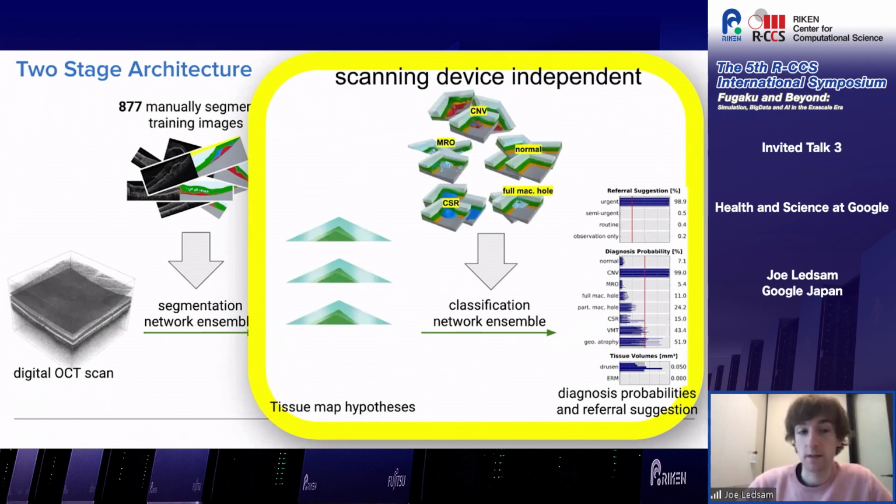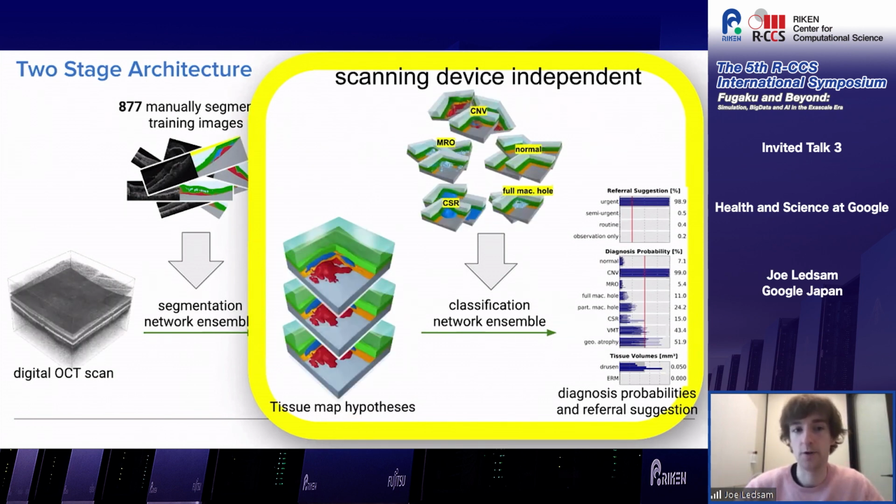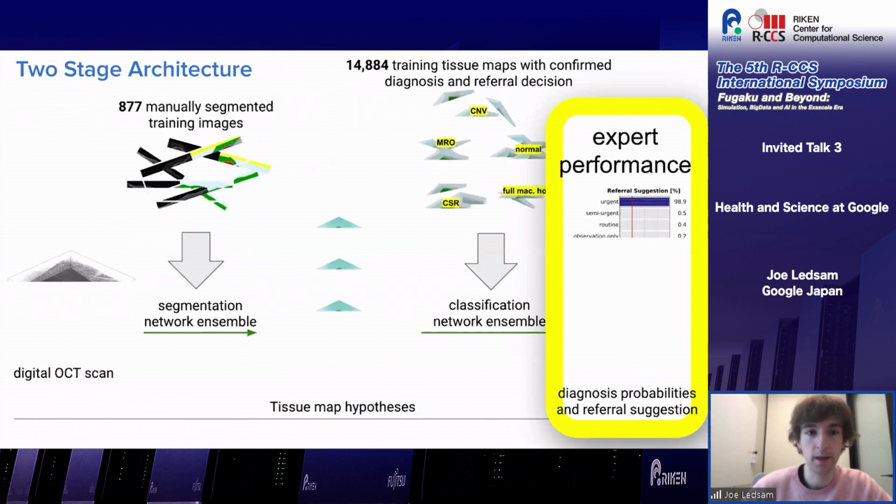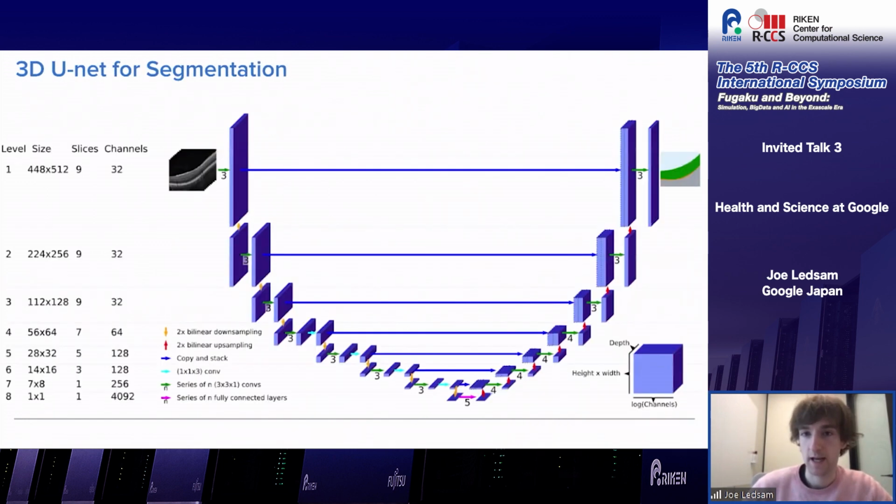It's also scanning device independent. One of the challenges is if a new model of imaging is rolled out, or an update to the existing OCT scans, which happens every 5 to 10 years, so pretty regularly. Once that rolls out, there's insufficient data available on that new scanner to actually retrain a classification network. By taking this two-stage approach, we only needed to train the first segmentation step without needing to retrain the second step, and thus we think it acquired fundamental knowledge about human eye anatomy and its pathologies. And finally, we showed the framework reached expert performance.